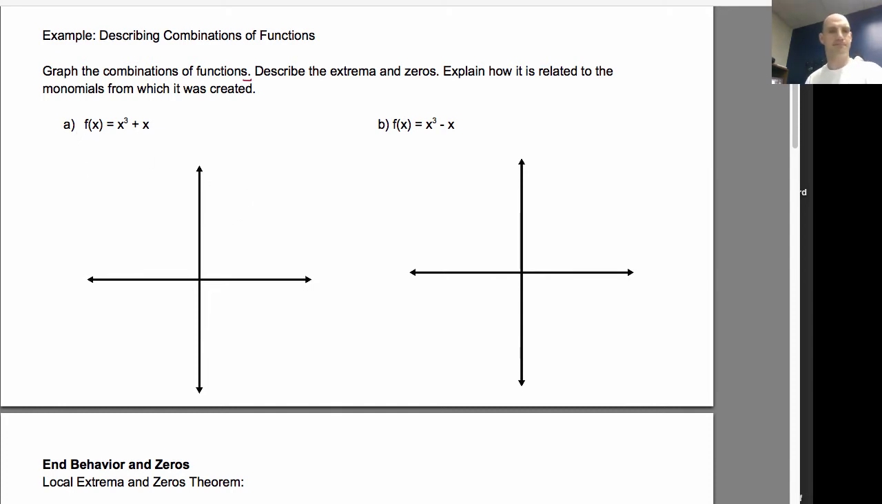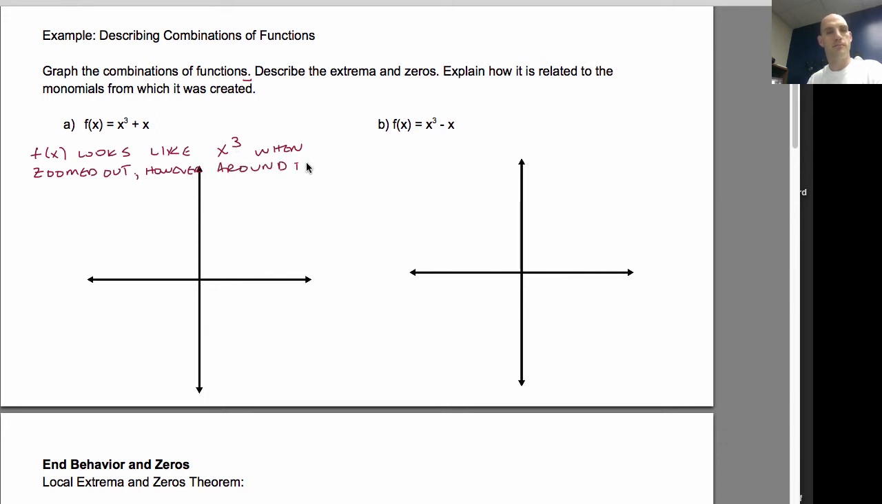We're going to say something like this. F of x looks like x cubed when zoomed out. However, around the origin, it looks like y equals x. So let's do a little bit of graphing.